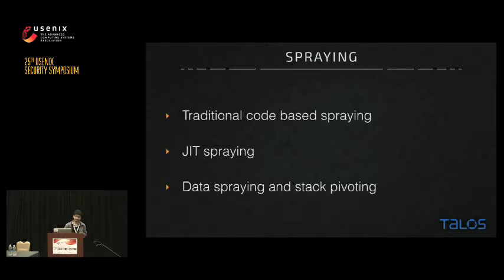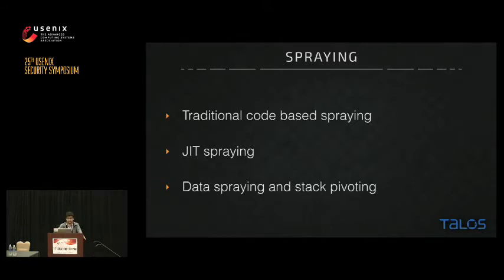Then another possible case is the so-called JIT spraying. In this case, the idea is that the attacker wants to bypass both ASLR and data execution prevention. In this case, the attacker is using the executable pages that are generated on the fly by the just-in-time compiler.